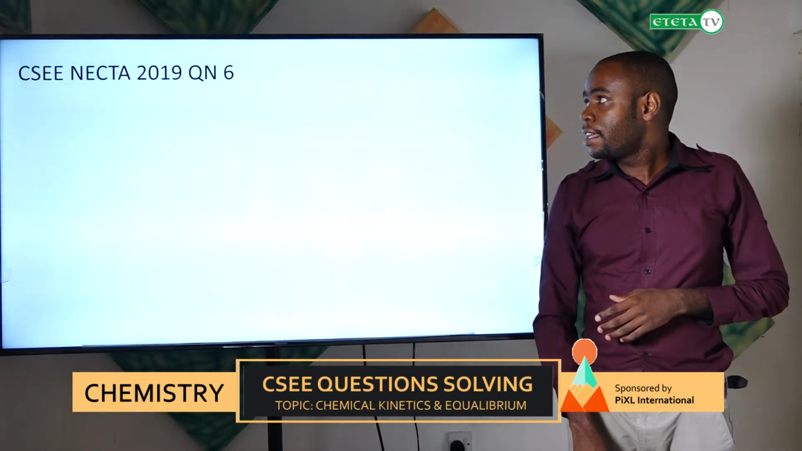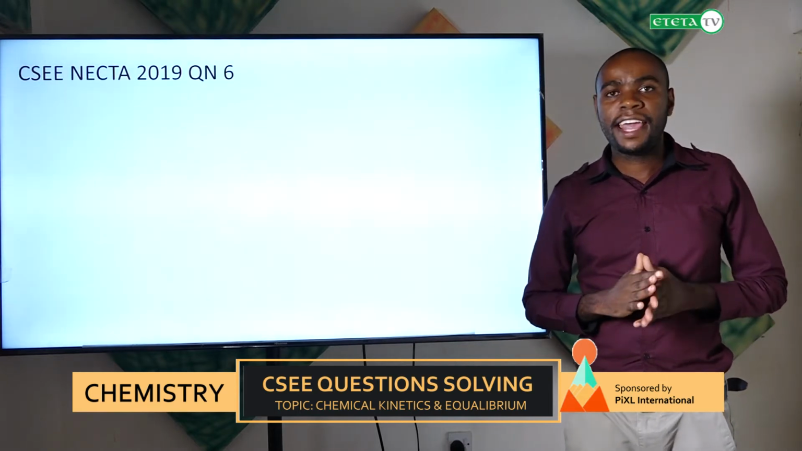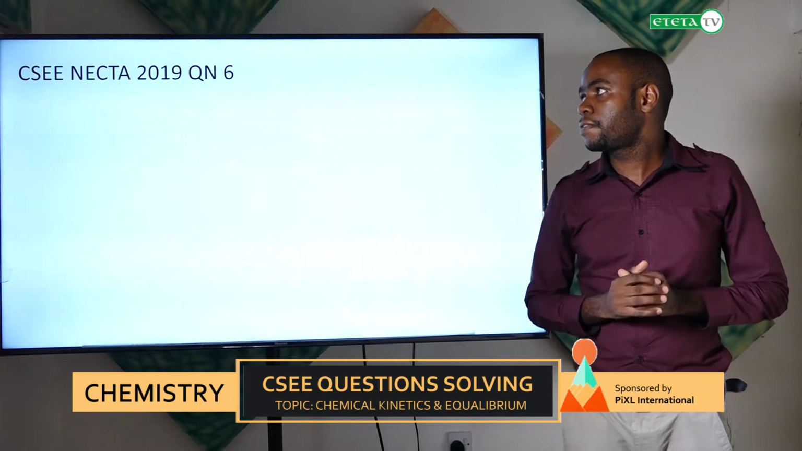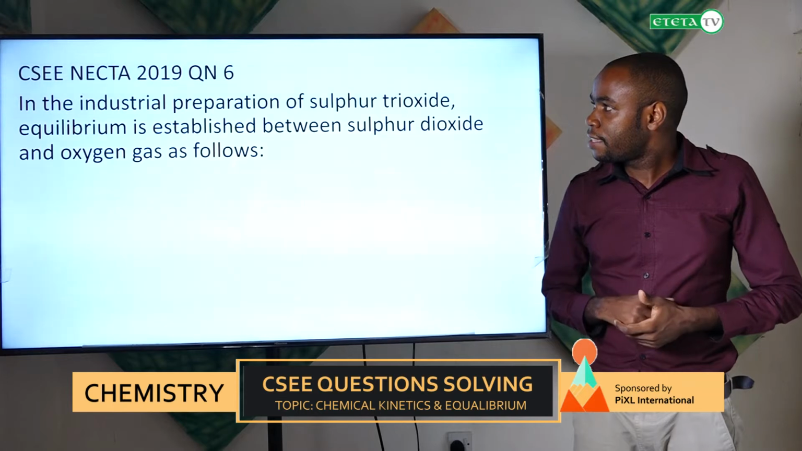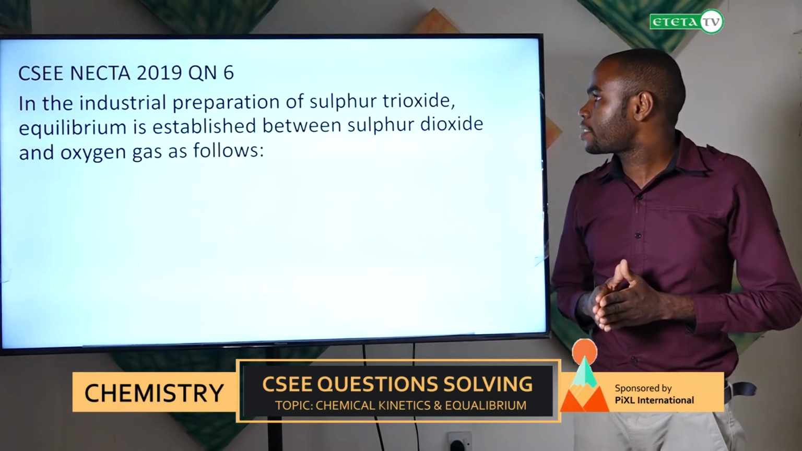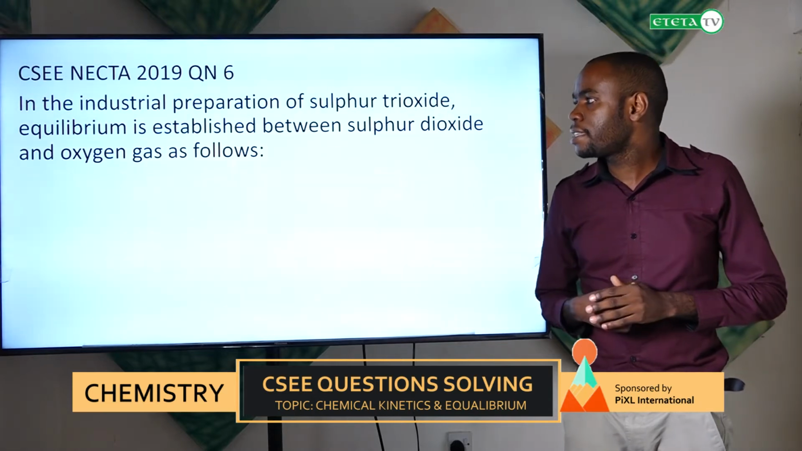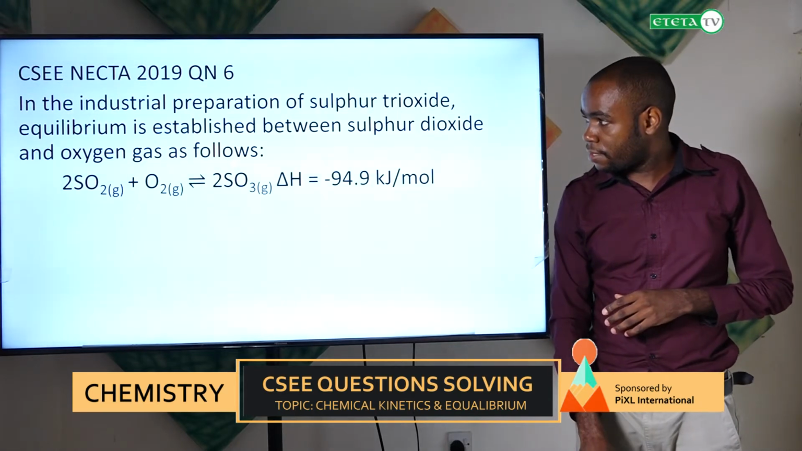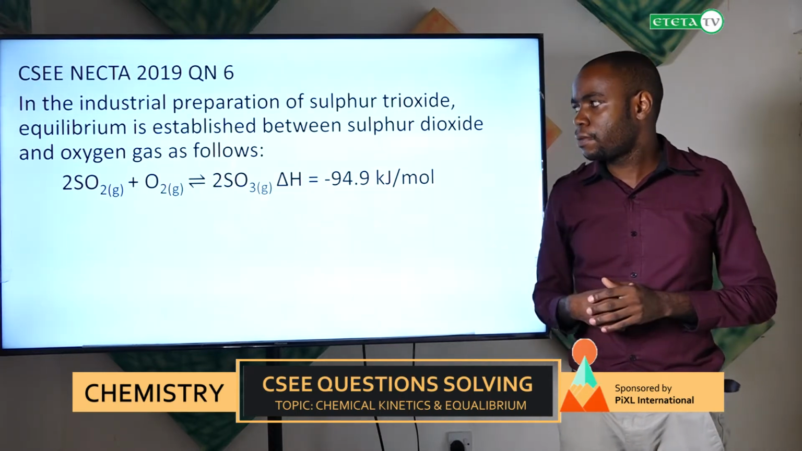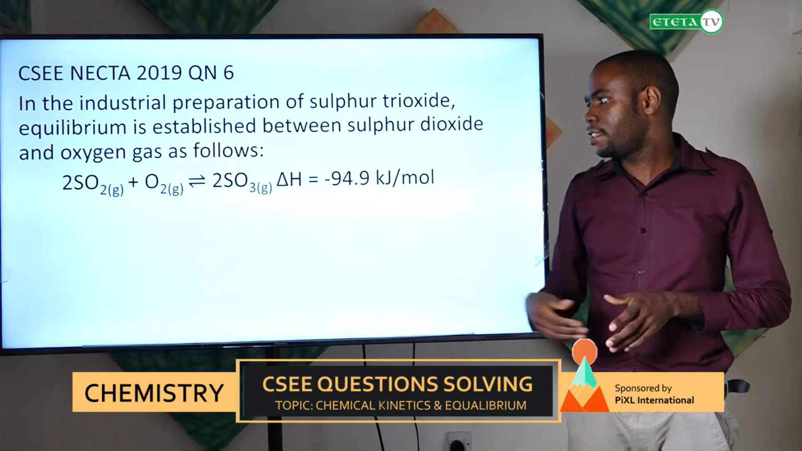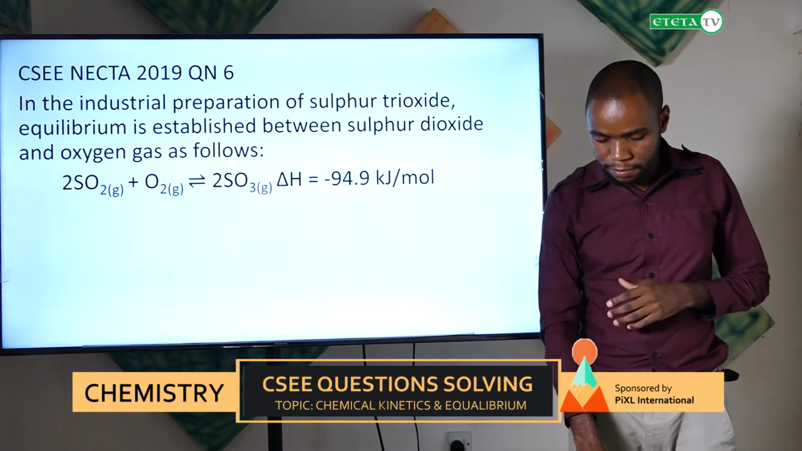After that, I'm going to solve question number 6 of CSEE NECTA 2019. The question says, in the industrial preparation of sulfur trioxide, equilibrium is established between sulfur dioxide and oxygen gas as follows. This is the chemical reaction. 2 moles of sulfur dioxide react with 1 mole of oxygen to obtain 2 moles of sulfur trioxide. And the change of heat here is negative 24.9 kilojoules per mole.